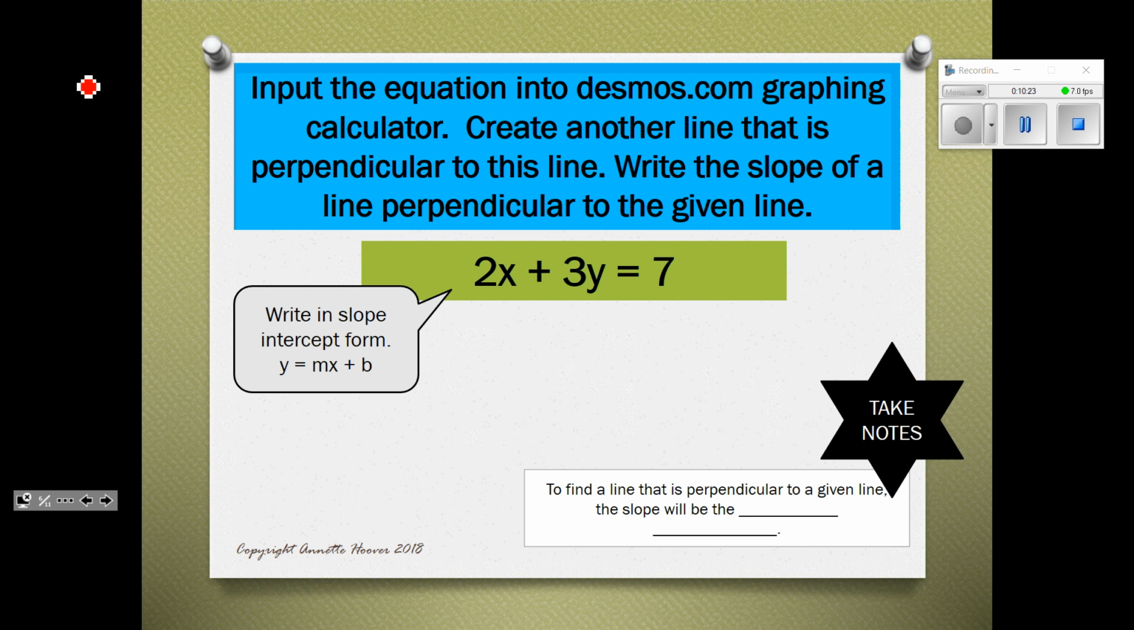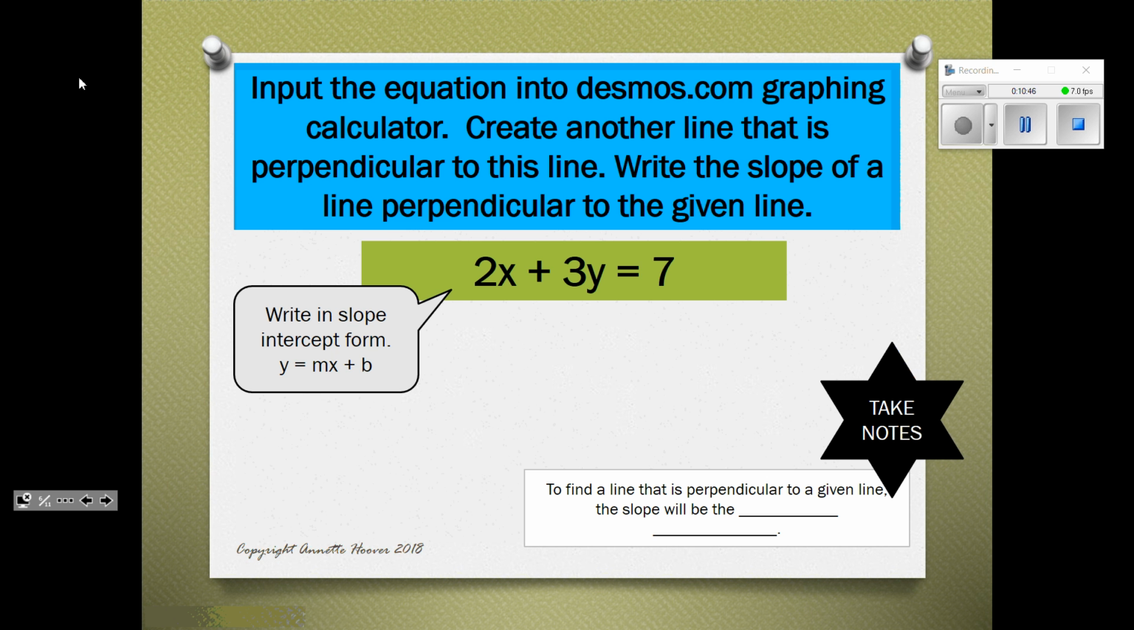Okay, this time we're going to look at perpendicular lines. Now, perpendicular lines are lines that form 4 90-degree angles. So let's think about what we would need to find a perpendicular line. This says 2x plus 3y equals 7.